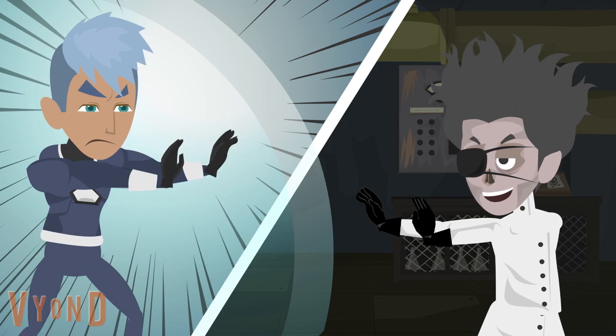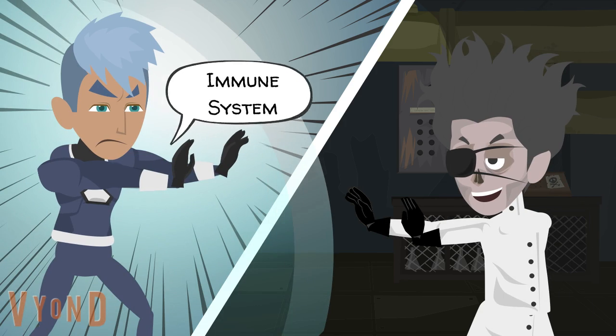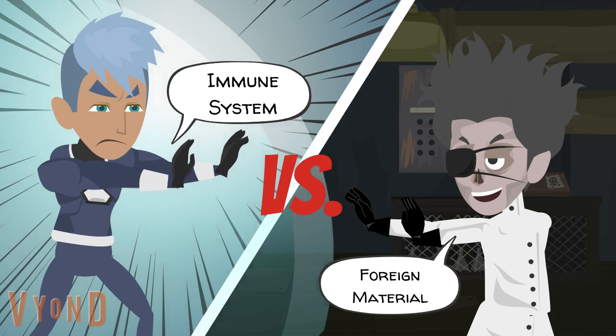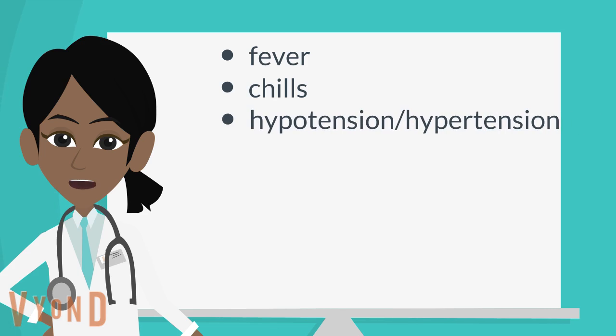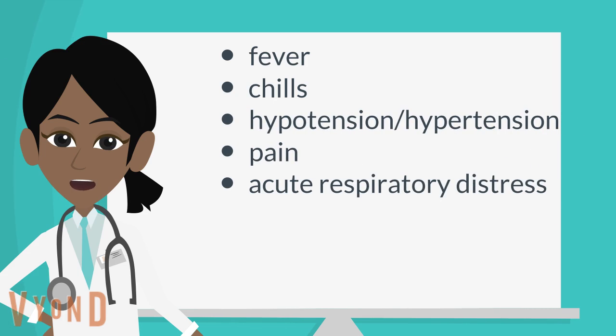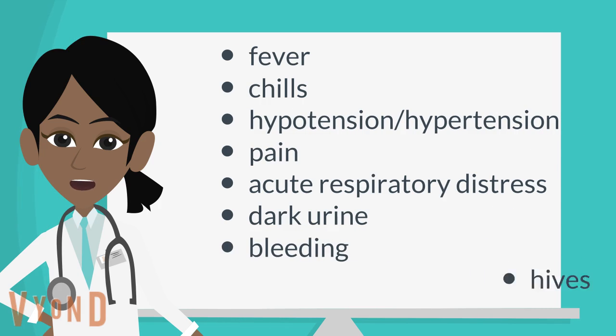This can initiate harmful reactions as soon as the patient's immune system detects the donor's antigens and mounts an immune response to attack the foreign material within the bloodstream. According to information from the Royal Children's Hospital, a reaction to the donor's blood could be identified almost immediately after the transfusion by the following symptoms: fever, chills, hypo or hypertension, pain, acute respiratory distress, dark urine, bleeding, and high.